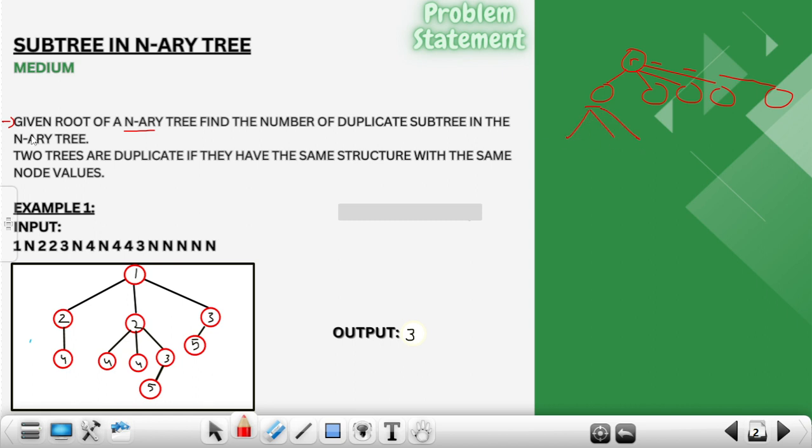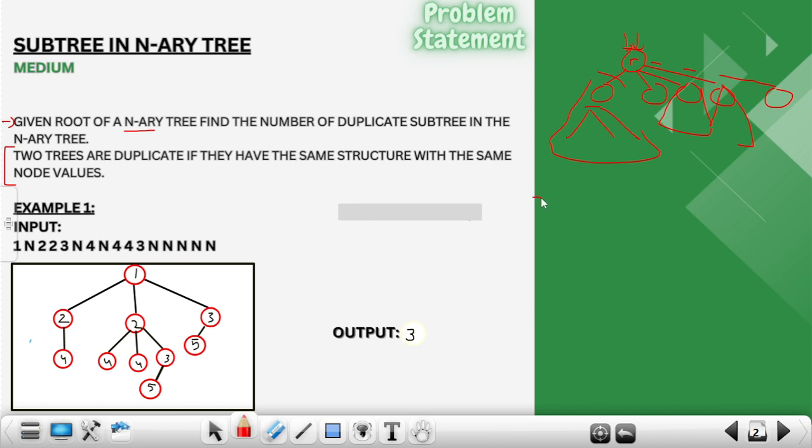Now it says that we are given the root of an N-ary tree, and we have to find the number of duplicate subtrees in the tree. And what is a subtree? A subtree is basically a tree which is contained by the whole tree itself. Like this is one of the possible subtrees, and the subtree starting from these nodes will also be a subtree. And it says that two trees are duplicate if they have the same structure with the same node values.